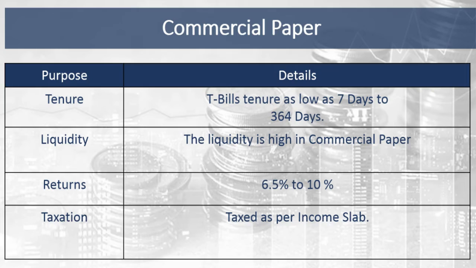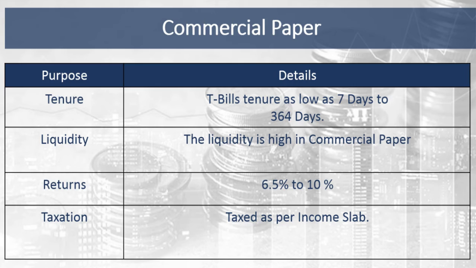Financial institutions issue commercial papers, which are unsecured promissory notes, to raise funds for a shorter period of time, which varies from 7 days to 364 days. So if financial institutions require short-term liquidity, they can issue an unsecured promissory note in the form of commercial papers, and the maturity varies from 7 days to 364 days.